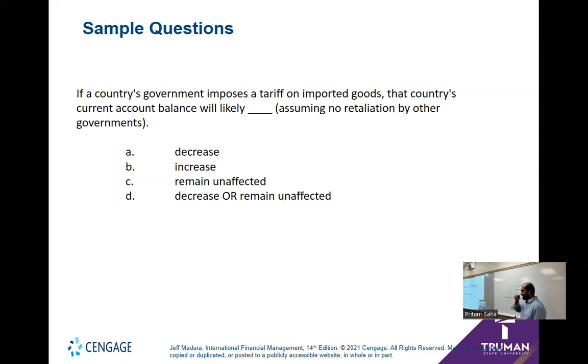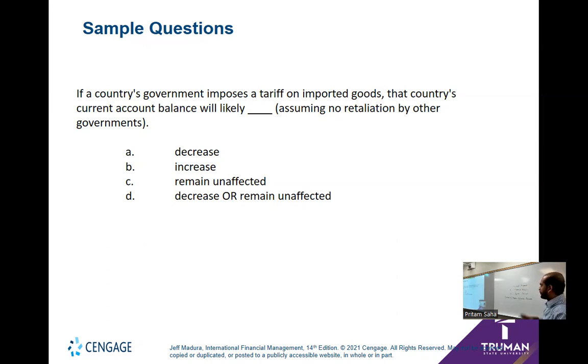But for these problems, we're assuming the other country will do nothing. If they don't do anything, what is the impact? We'll have lower import, but in the case of export, they are doing nothing, so we'll keep the export constant. Import will go down. Make sense? So that means balance of trade will go up, current account will go up, and there will be an increase.